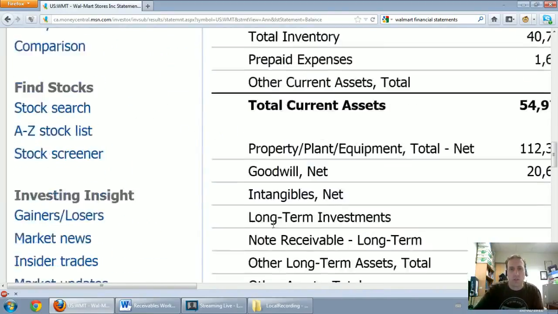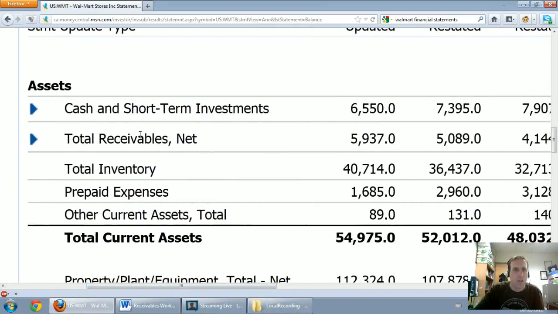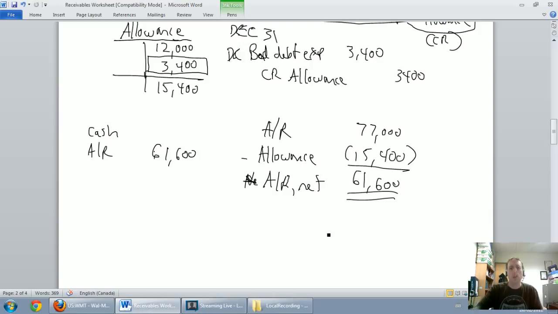Whoops, I zoomed in a little too far, but I think you can see right under cash, it says total receivables net. Well, what is it net of? It's net of their allowance for doubtful accounts. So we've shown our accounts receivable net. They say total receivables net, same difference. Now, if you looked into details in the notes to their financial statements, you would learn about what their allowance was, and you could do some evaluation of that number.